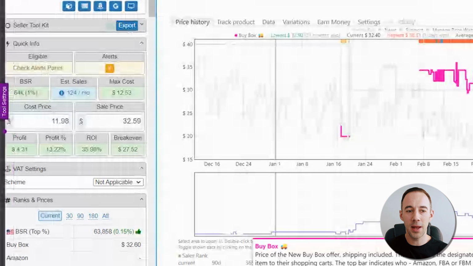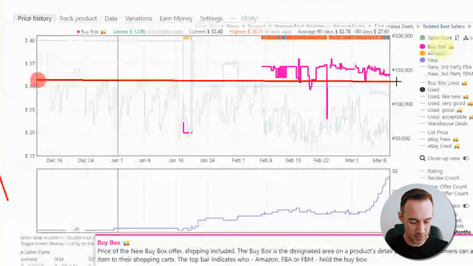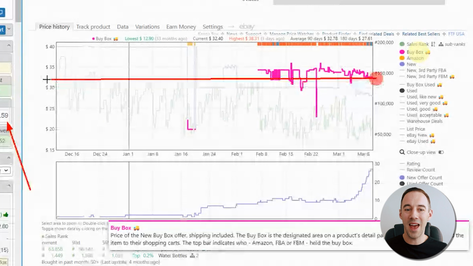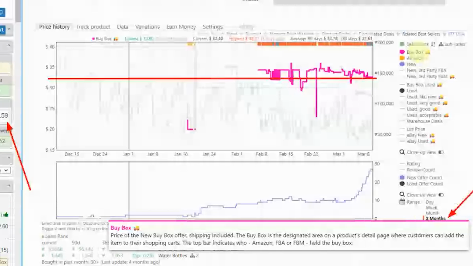Now, I'm going to draw on the screen to make your life a little bit easier. So you can remember right now that I'm actually going to be selling this product for $32.59. If I draw a nice little line across here, $32.59, it's going to be about here. So I know today, over the course of this time period, which is down here, 3 months, is probably the lowest it's been over the last 3 months. So that's okay, but I'm still profitable.